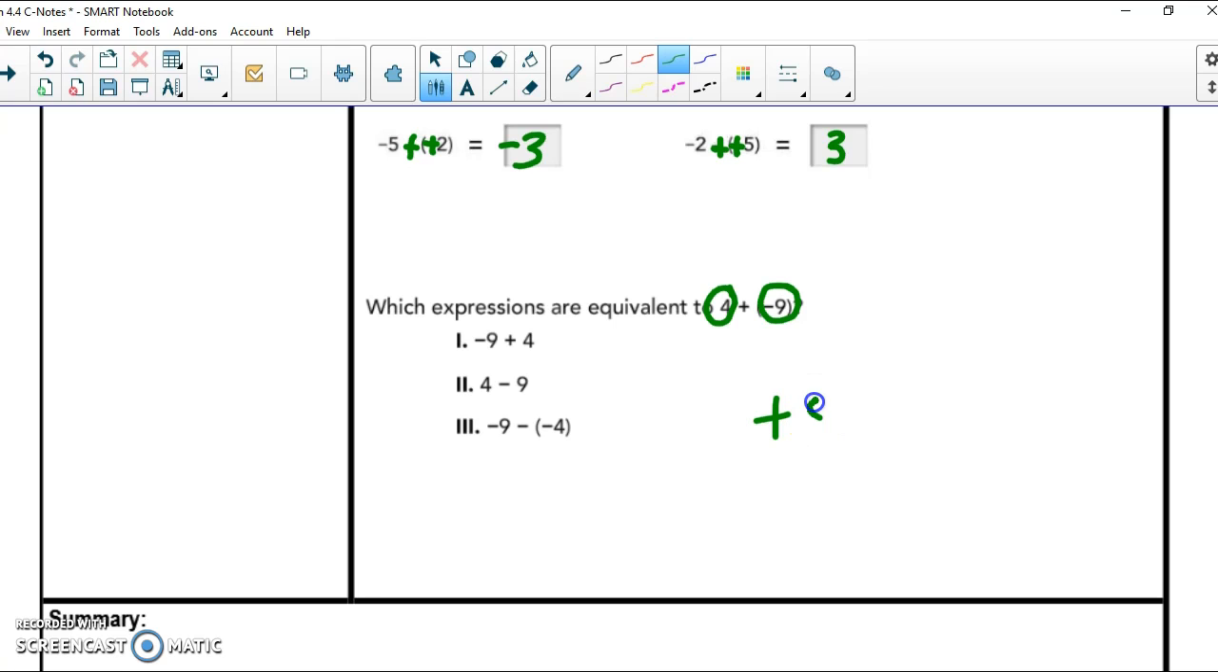So I could put positive 4 first and negative 9 second, and that would look like 4 minus 9. Or I could put my negative 9 first and my positive 4 second, and that would look like negative 9 plus 4.